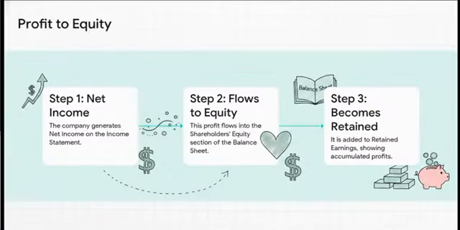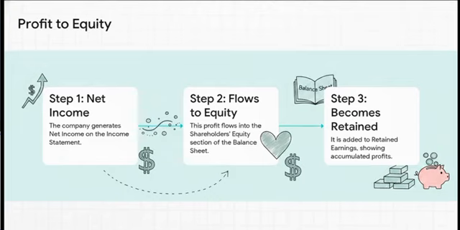So how does this actually work? Well, it's a really simple 3-step flow. First, the company generates a profit, right? That's net income, and you find it at the bottom of the income statement. Then, that profit doesn't just disappear into thin air. It actually flows, like a river, right over to the balance sheet and into the shareholders' equity section.